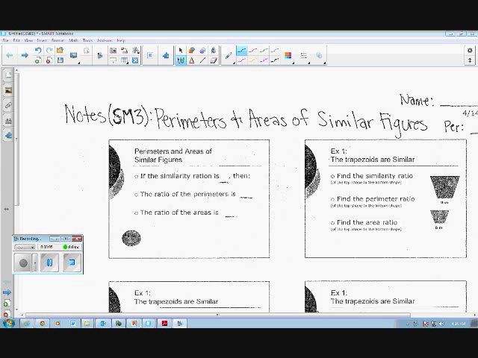Okay, this video should be for Secondary Math 3. It's notes on perimeters and areas of similar figures. All students will need the green packet, so please at this time, if you have not already, pass out the green packet to every student. And also all students will need a calculator. So if you need to pause, please pause and pass out the packet and make sure everyone has a calculator.